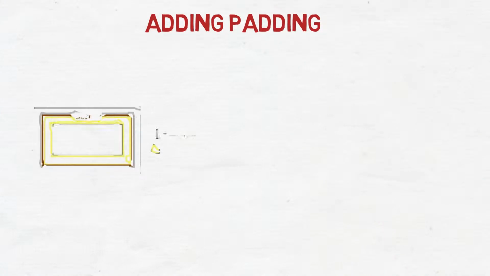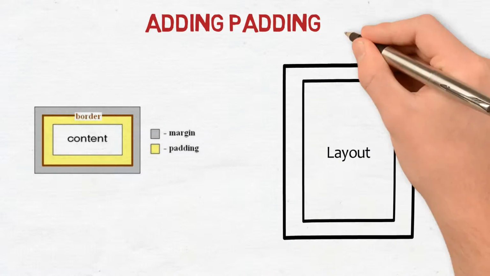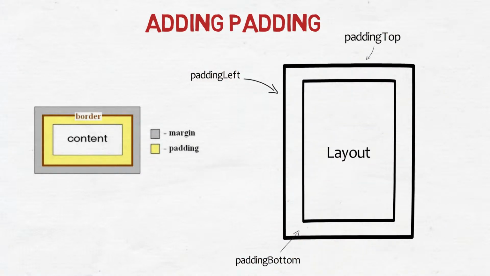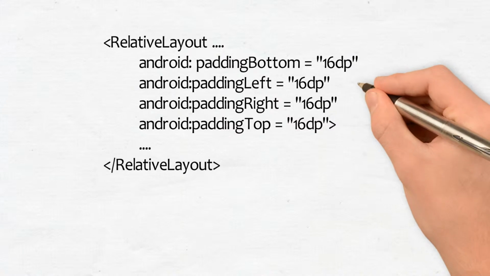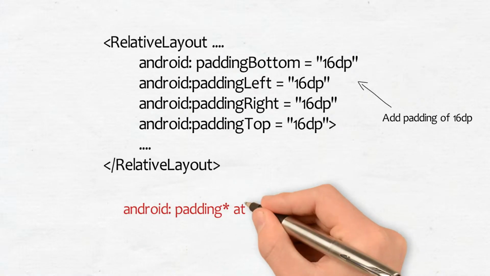If you want there to be a bit of space around the edge of the layout, you can set padding attributes. These attributes tell Android how much padding you want between each of the layout sides and its parent. Here's how you would tell Android you want to add padding of 16 dp around all edges of the layout. The Android padding attributes are optional and you can use them with any layout or view.